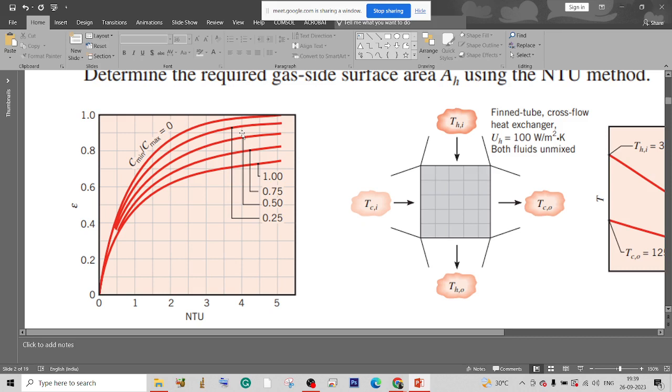So from here, what we have? We have an effectiveness of 0.75. 0.6, then 0.7, 0.75 means in between 0.7 and 0.8. So here, and this will be close to the third line. So this will come approximately NTU 2.